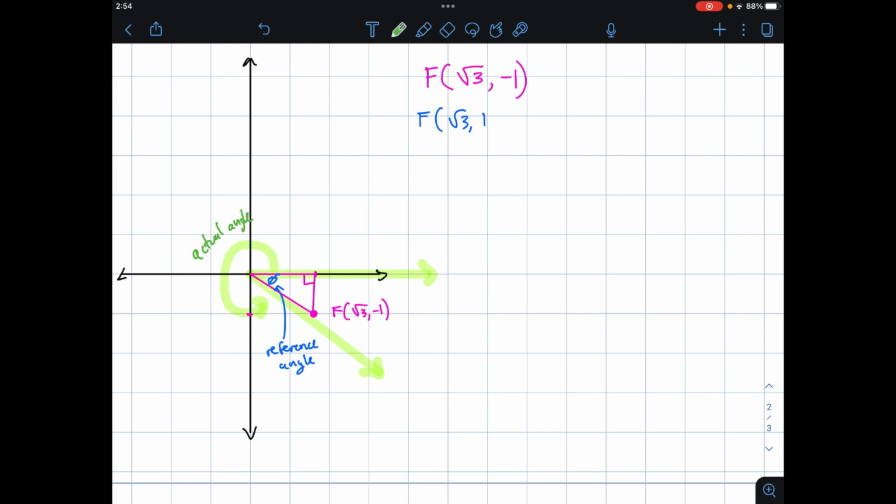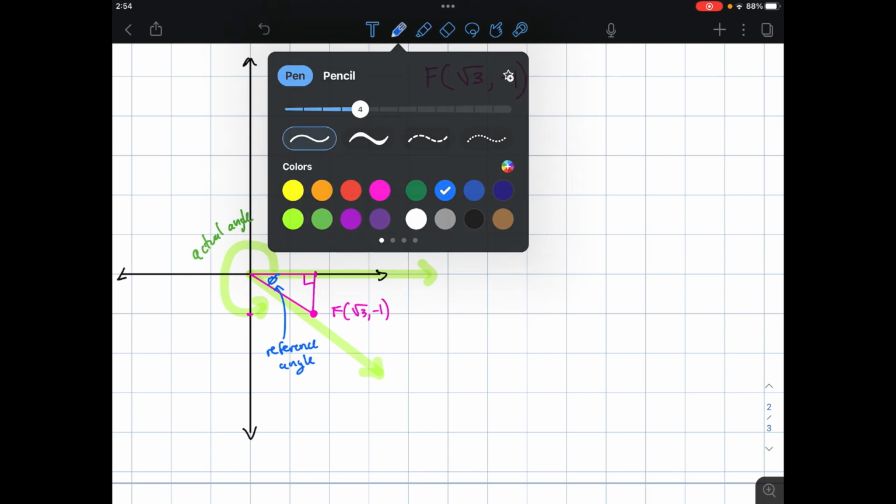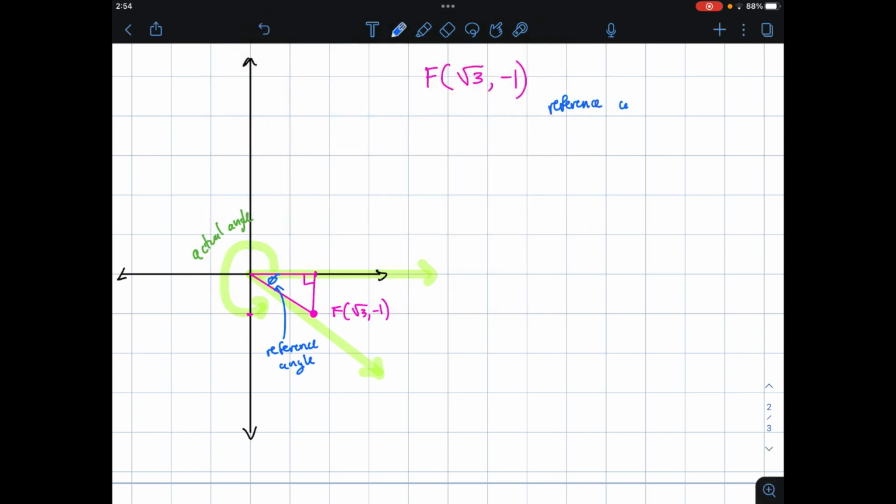Okay, so that's something to bear in mind. Now, because I picked the coordinates that I did, we're going to have an angle theta, our reference angle theta. The reference angle is going to be 30 degrees, or pi over 6 radians. My actual angle is going to be 330 degrees, or, what would that be in radians? 11 pi over 6 radians.